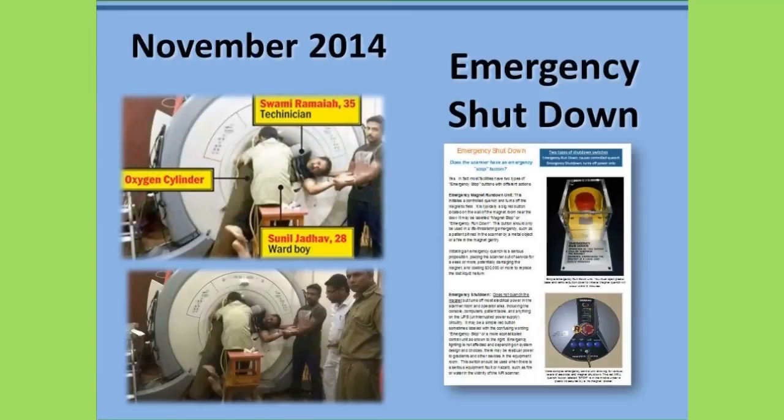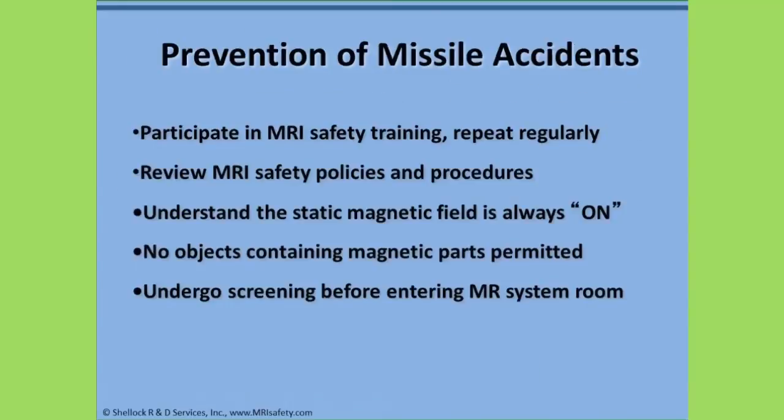MRI healthcare professionals should know where the emergency shutdown control is located and how to activate it in case it is necessary to perform a controlled quench of the MRI system. The important guidelines to follow in order to prevent missile-related accidents include the following.